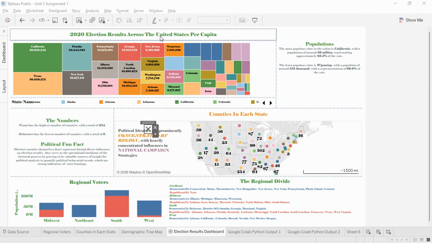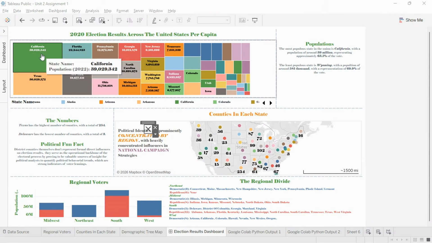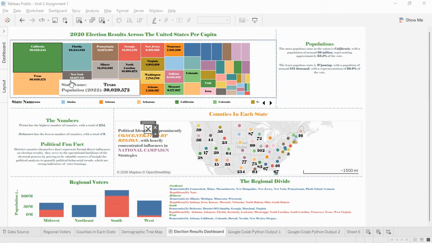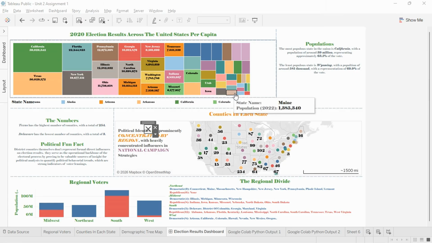The dashboard highlights the 2020 presidential election results across the U.S., pertaining to the state, county, and regional per capita population voting statistics, for the Data Visualization 625 Unit 2 assignment. My first visualization within the workbook is a tree map display of the state resident population, which highlights by color contrast the number of people in each state respectively.